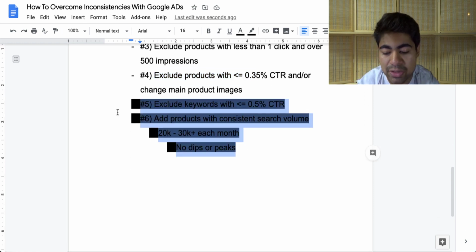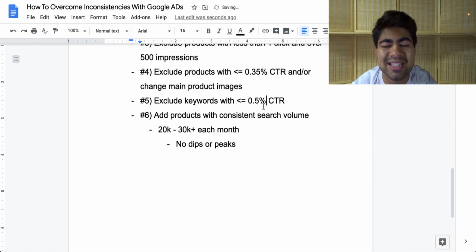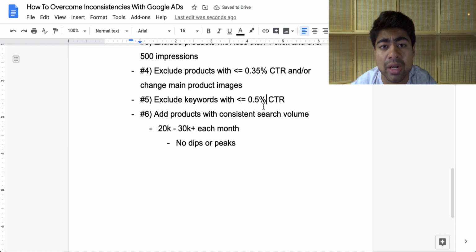Now let's move on to our next one, and that is specifically excluding keywords with less than or equal to 0.5% of CTR. Now keywords, again, as I said already, are very, very important. So anytime you have a keyword that's usually less than 0.5%, I just end up excluding that keyword, no questions asked, because that is just making the quality of your overall keyword section and your overall campaign very, very low, and it's going to lead to a lot of inconsistencies. So if you don't want to be facing those inconsistencies, simply exclude those keywords.